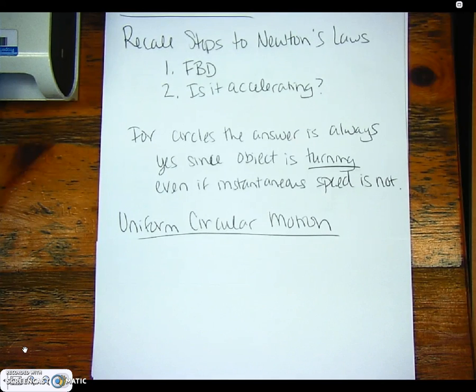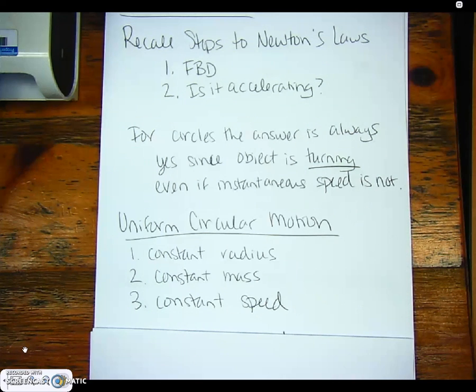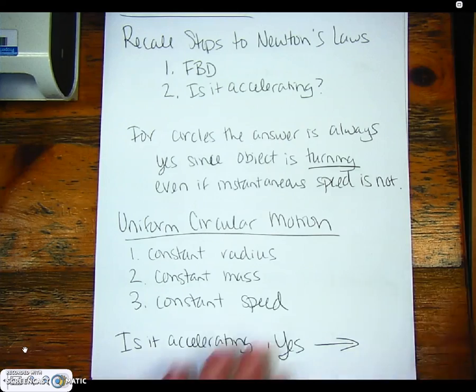So what uniform meant is that the radius of the rotation is always going to be constant. The mass of the object that was rotating usually stayed constant and stayed the same. And the object was rotating at a constant speed. All right, so let's then go back and address that question again. So is it accelerating? And the answer was yes.